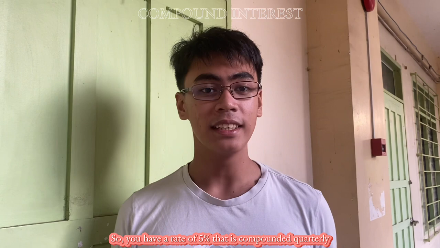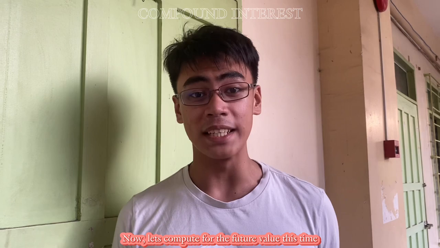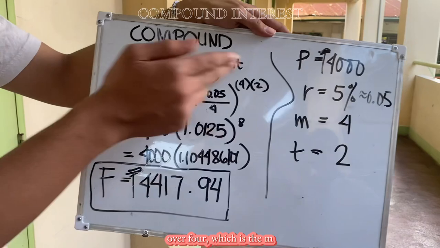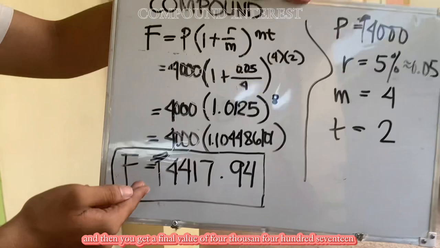Let's compute for the future value this time. To get that value, use this formula. You substitute these values and then you solve for it. Just like this. For P, it's 4,000. 1 plus 0.05 or 5% over 4, which is just m, and then you calculate for these values, and you get a final value of 4,417.94 pesos, which is our future value.